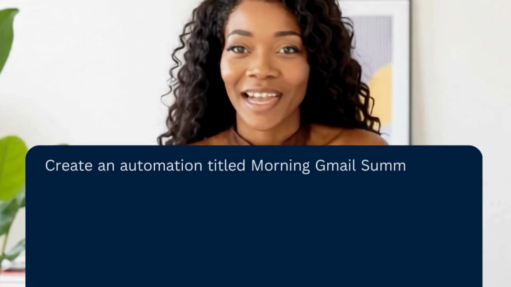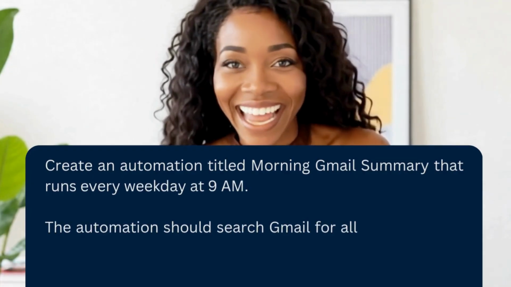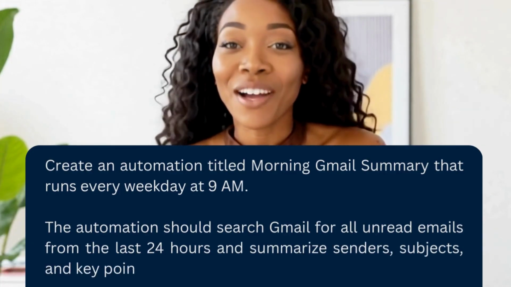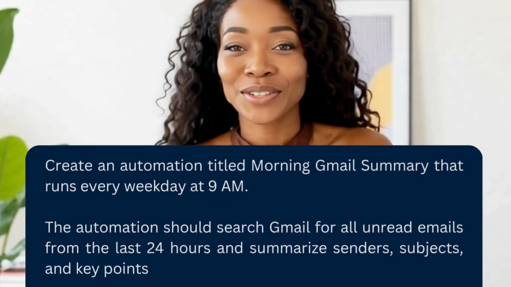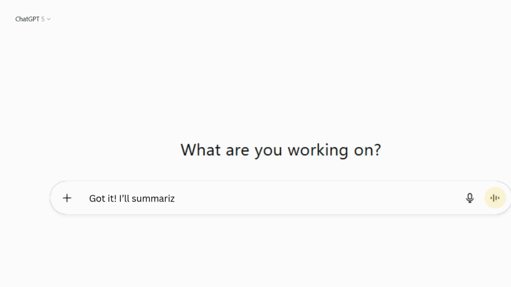Create an automation titled Morning Gmail Summary that runs every weekday at 9 a.m. The automation should search Gmail for all unread emails from the last 24 hours and summarize senders, subjects, and key points. You'll get a message like, got it. I'll summarize your new Gmail messages every morning at 9 a.m.